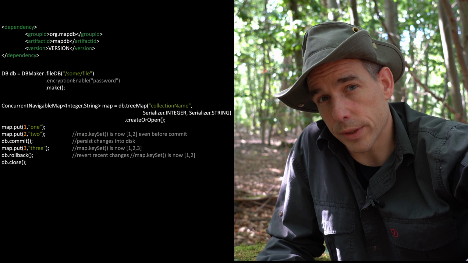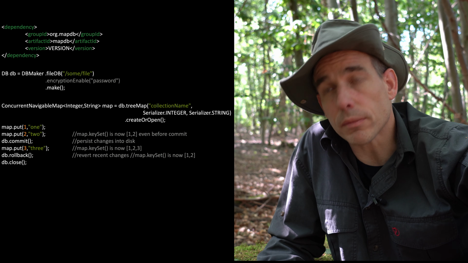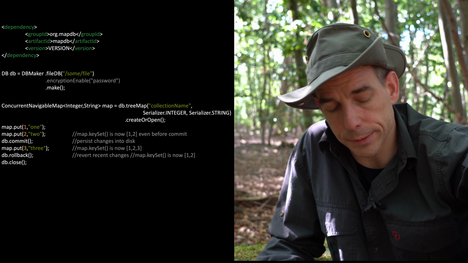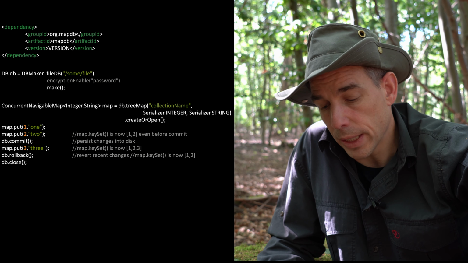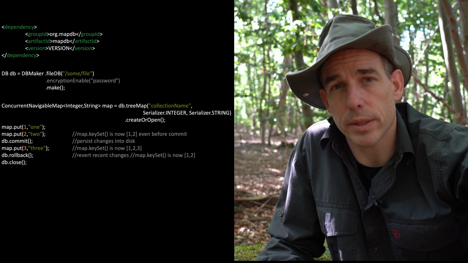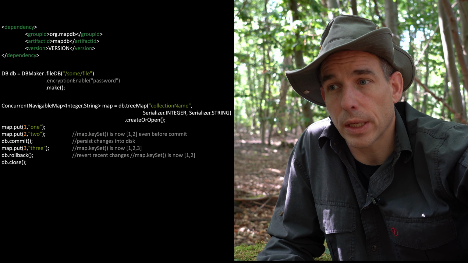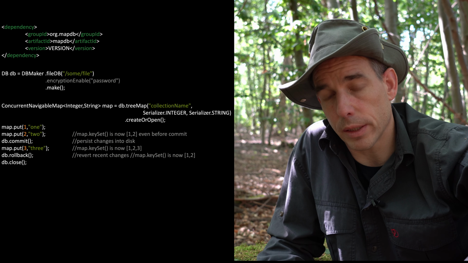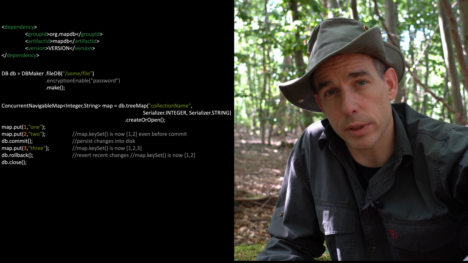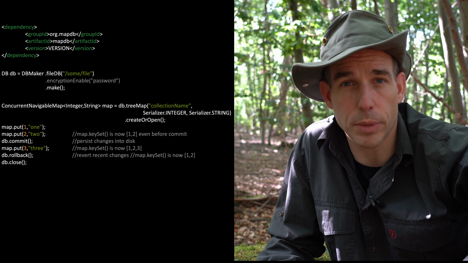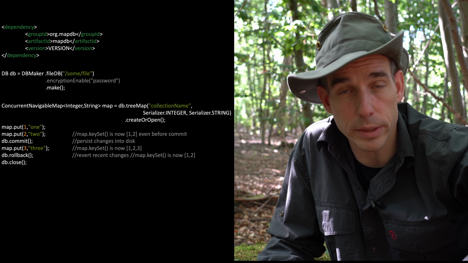So how to use this? If you're adding this dependency, you have access to a class called DBMaker. DBMaker will give you the possibility to create a DB, and this is nothing else than a memory allocated DB or a file-based DB. What I'm doing here is I'm just creating a file-based DB, and the method is fileDB, and the param is the location on your hard disk.